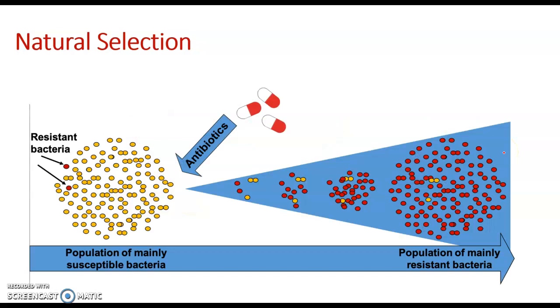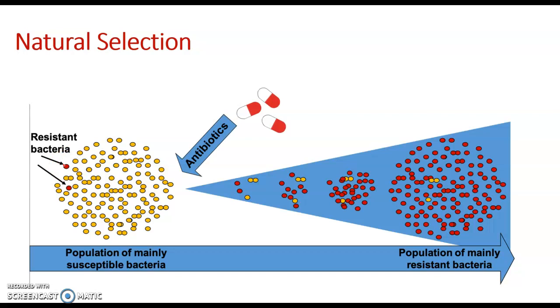Another really common example for natural selection is what causes bacteria to become resistant to antibiotics. So if you have a population of bacteria, all of our yellow dots here, but a mutation occurred to make one resistant to a specific antibiotic, that's the variation that exists within that population.